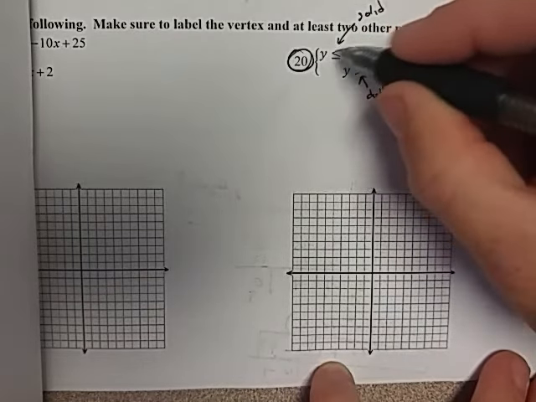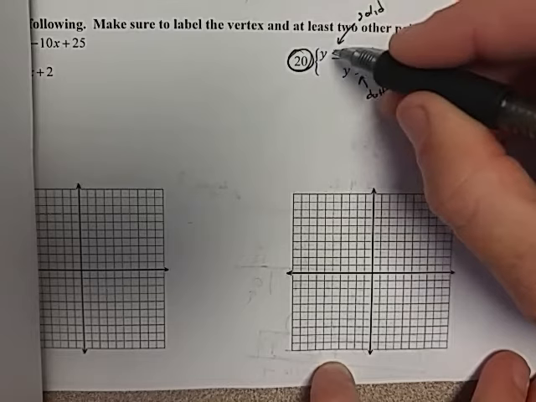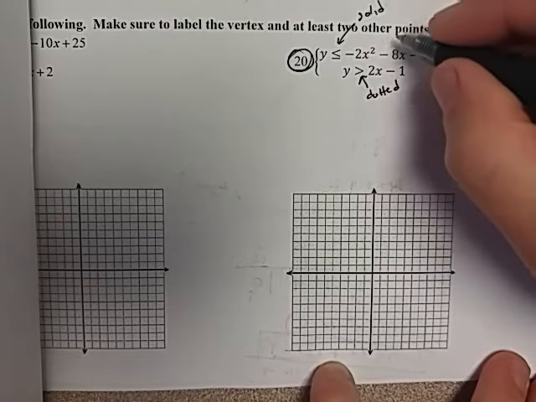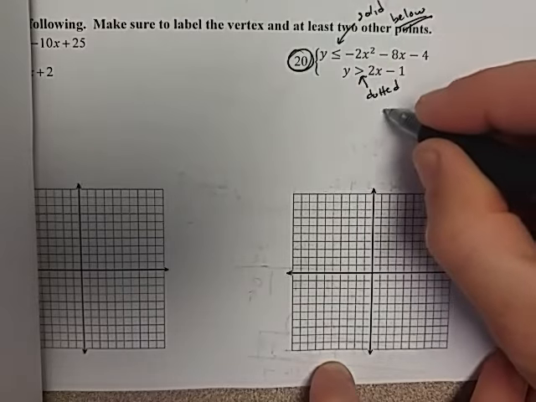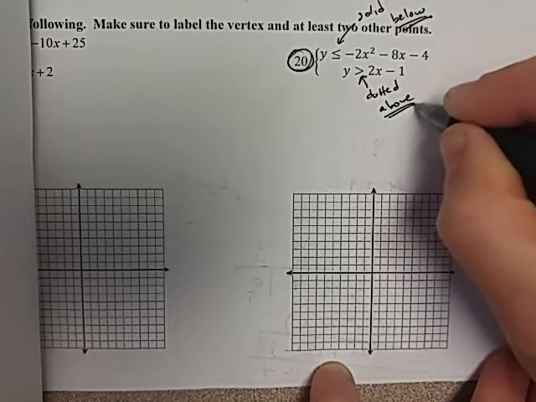We read from left to right, so as you go from left to right, the left side is less than the right side. So we're going to be shading below this one. And this one says greater than, so we're going to be shading above on this one.